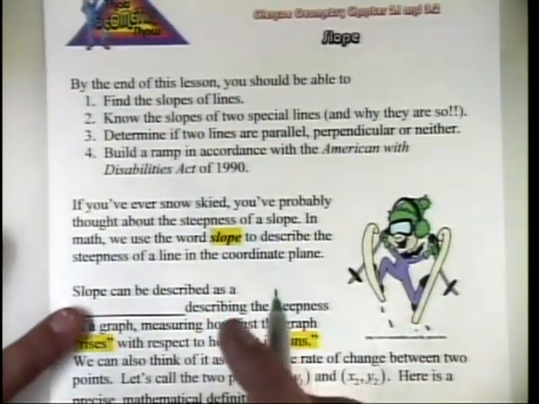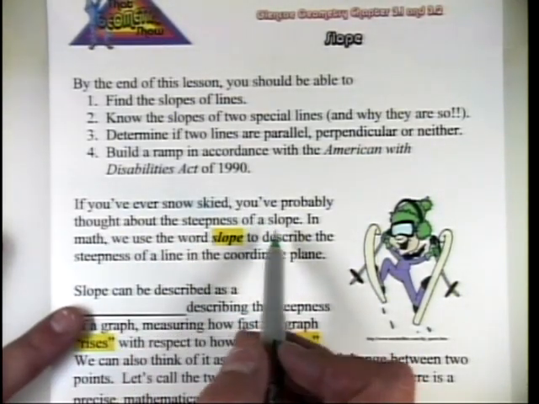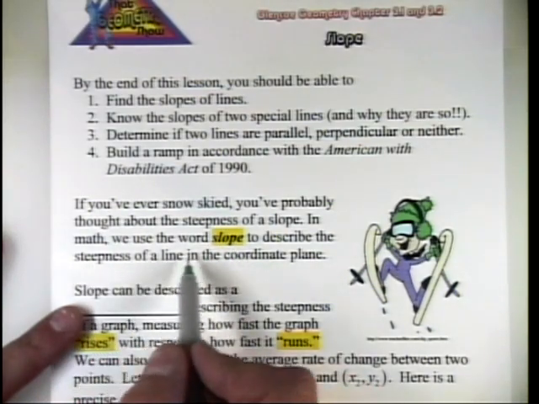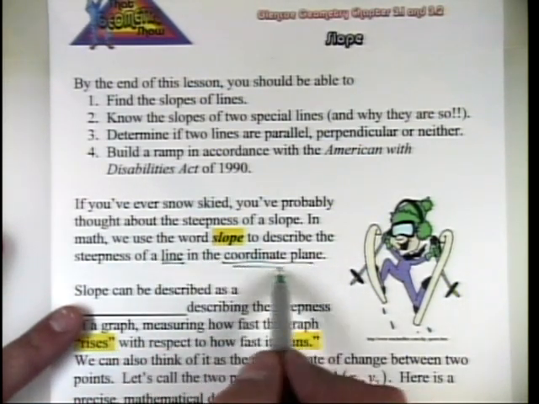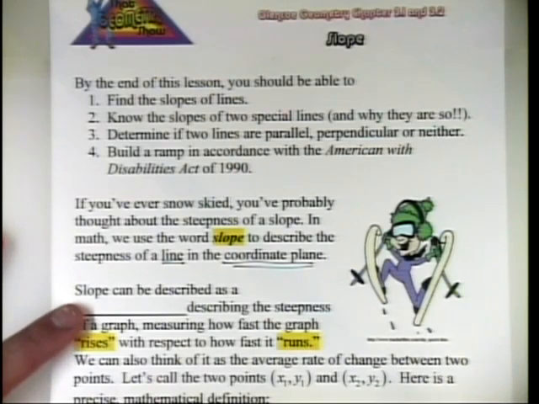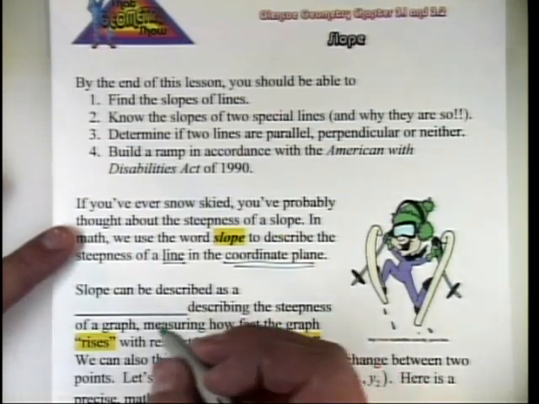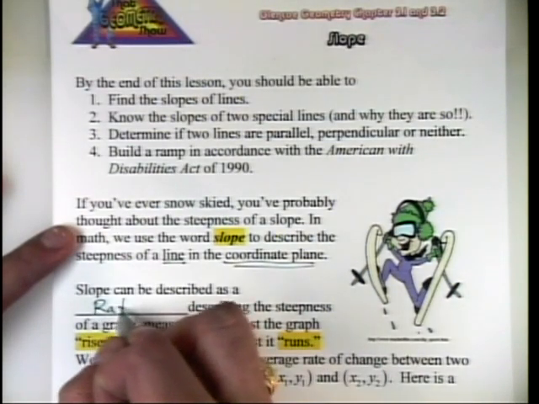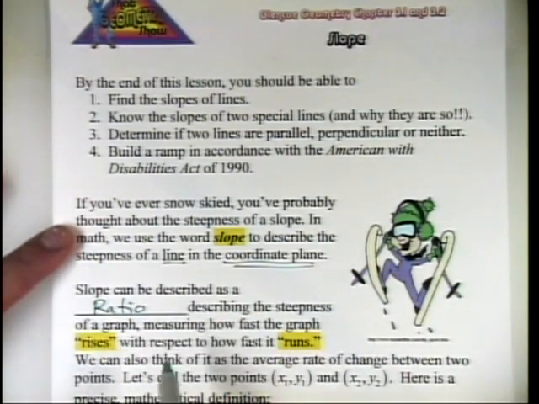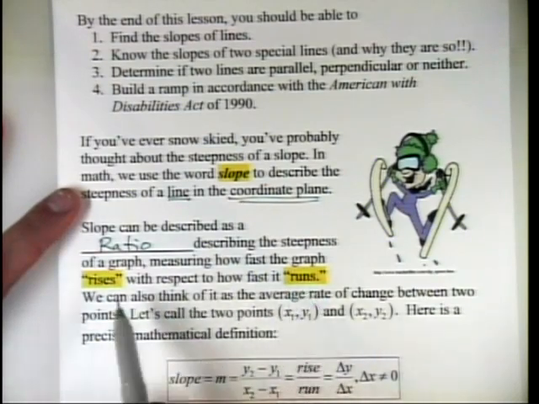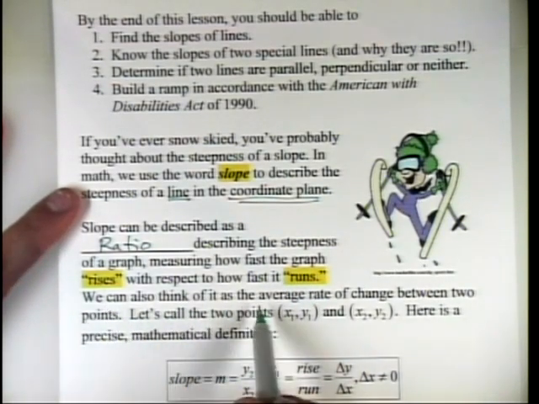All right. Now, if you've ever skied, you've probably thought about the steepness of the slope. Well, in math, we use the word slope to describe the steepness of a line in the coordinate plane. And we talked about the coordinate plane on a previous episode. Slope can be described as the ratio that describes the steepness of the graph, and it measures basically how fast the graph rises with respect to how fast it runs. Okay, you've all heard rise over run. Well, we can also think of it as the average rate of change between 2 points.